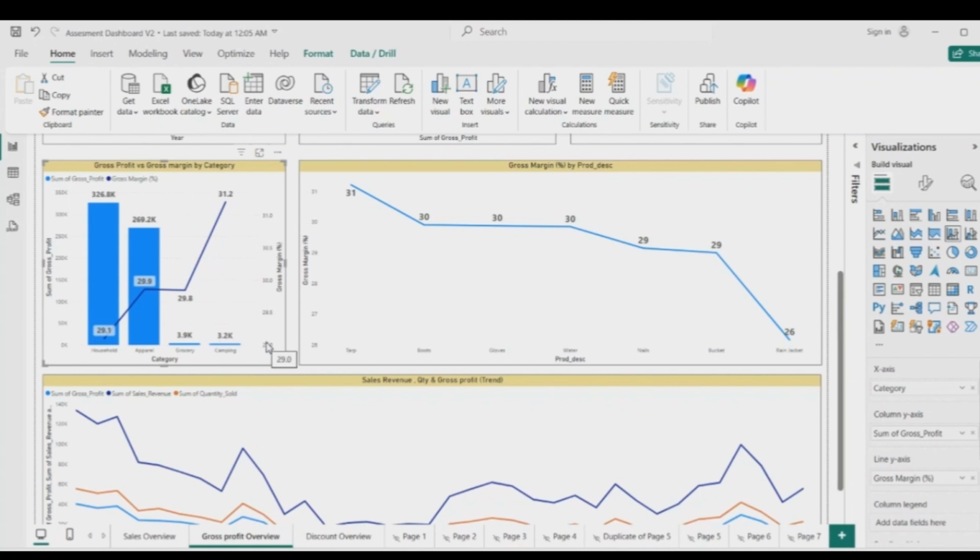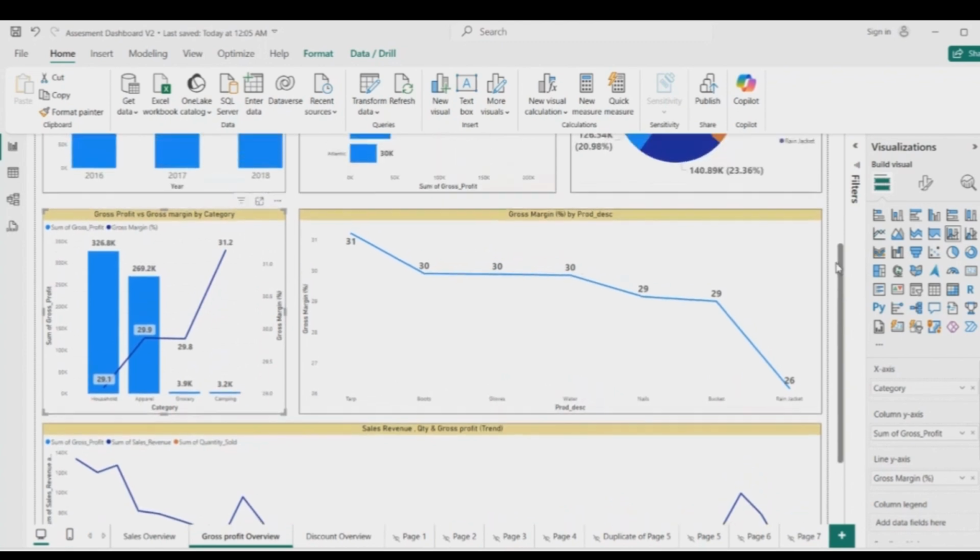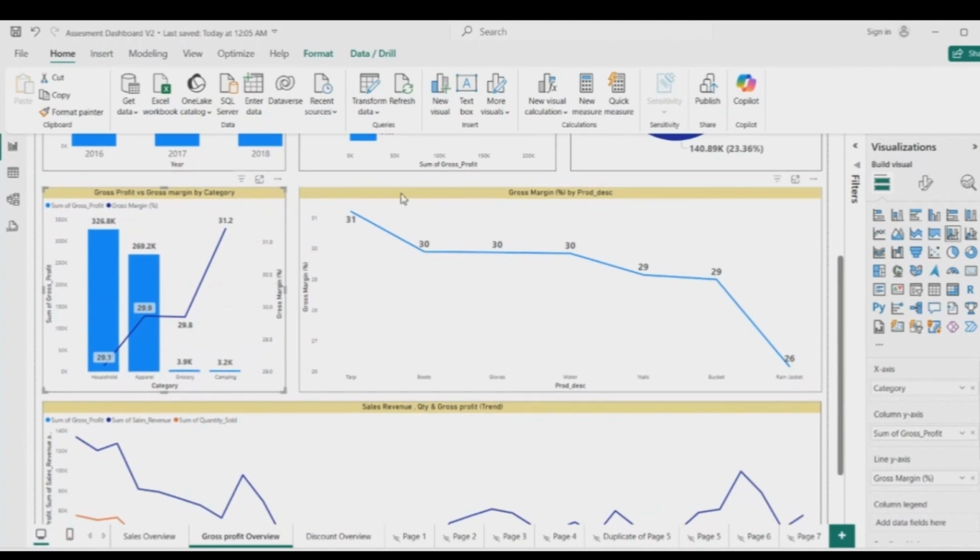Now we have this graph which is providing the insights into gross margin with respect to the product. Now this is the gross margin details. As we can see here, TARP is the product having the maximum average gross margin of 31.21%. Nails and boots, as we have seen earlier, have the highest gross profit generated and highest sales. But if you see the gross margin, nails generated around 29% of gross margin and boots around 30%.